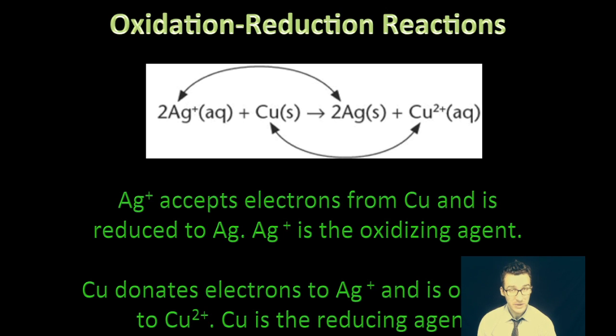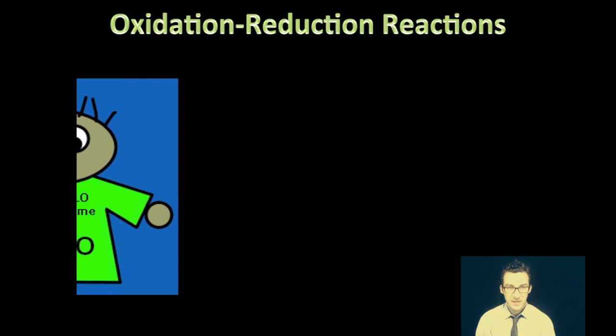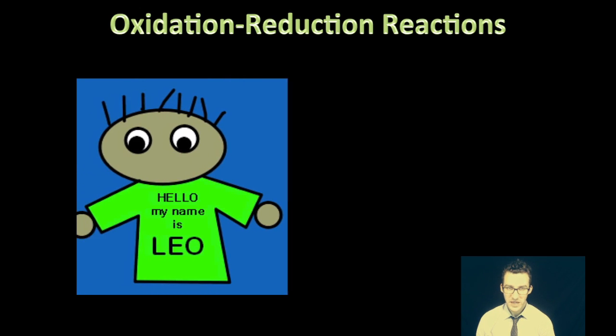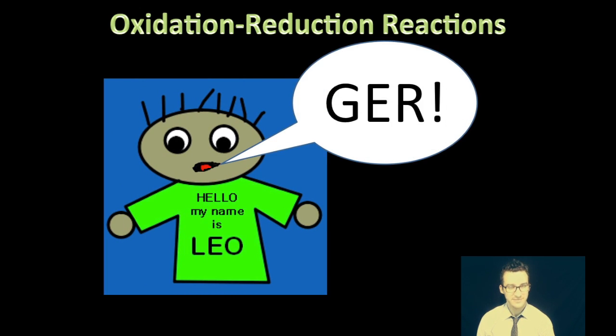Again, the net ionic reaction really helps you, I think, better see what thing is getting reduced, what thing is getting oxidized, and therefore you can better determine what the reducing and oxidizing agents are. Here's our good friend again, Leo, and what does he say? That's right, he says grr.